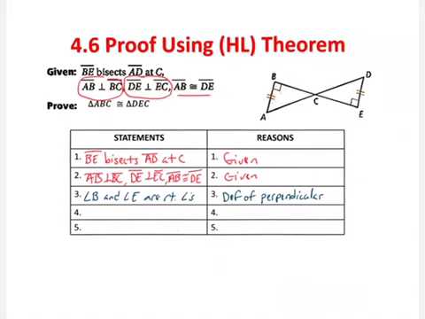Now, if we go back to the given, we have the word bisects here, and so we probably should use this somewhere. So if BE bisects AD at C, that means that BE is cutting AD into two equal parts. So that means AC should be equal to CD. So in this case, we can say that AC is congruent to CD. And that's definition of bisector.